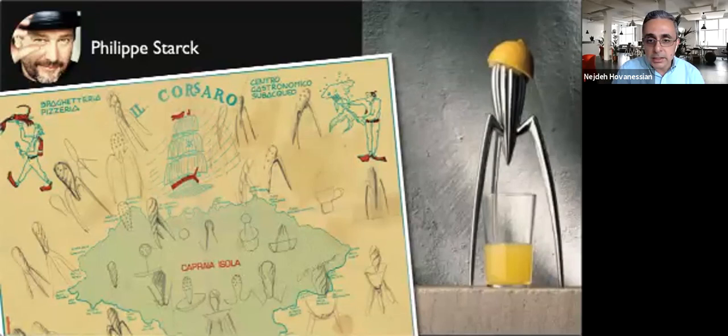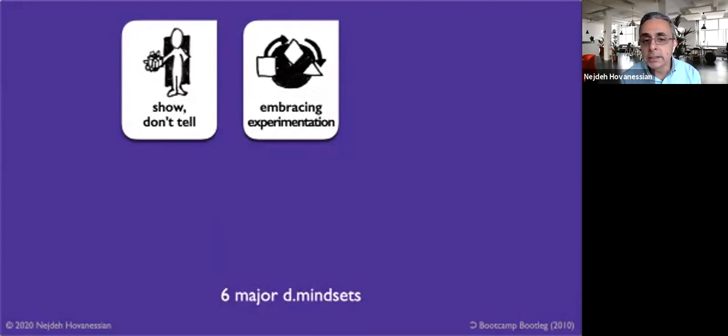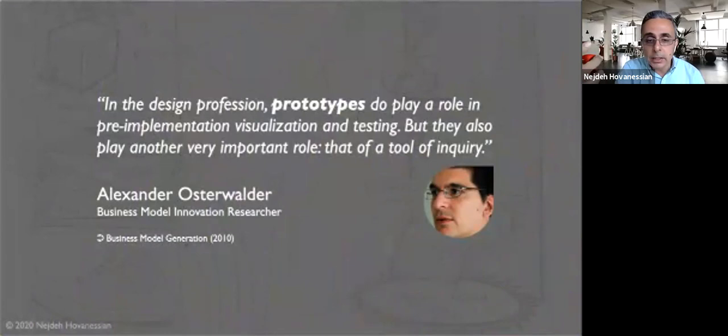The second major mindset in design thinking is embracing experimentation. Designers are much more inclined to embrace experiments, and that's very important. It is also important for you from an entrepreneurship point of view, because a lean startup is also basically based on experimentation. So one of the major examples of experimentation in design thinking is prototyping. Actually, the term prototyping, with this new intonation and this new meaning, has derived from design.